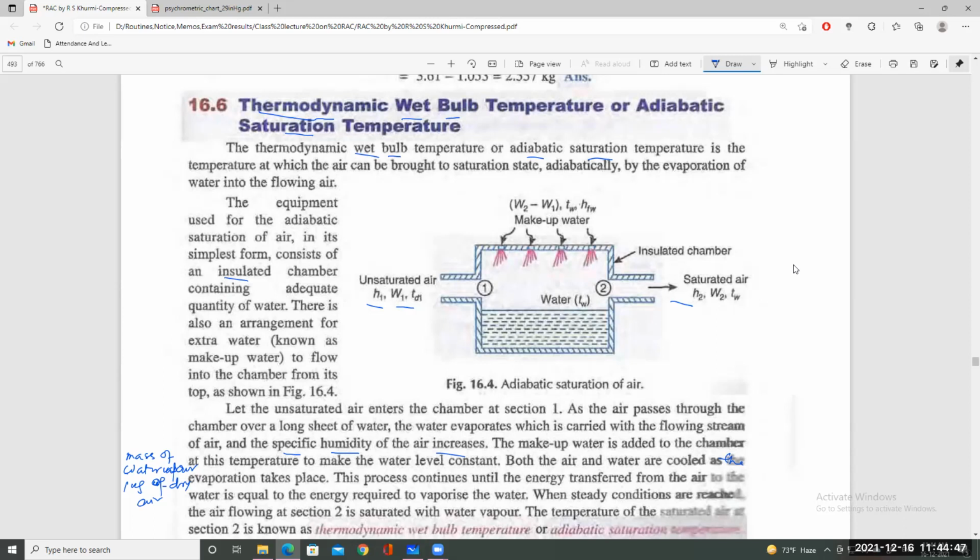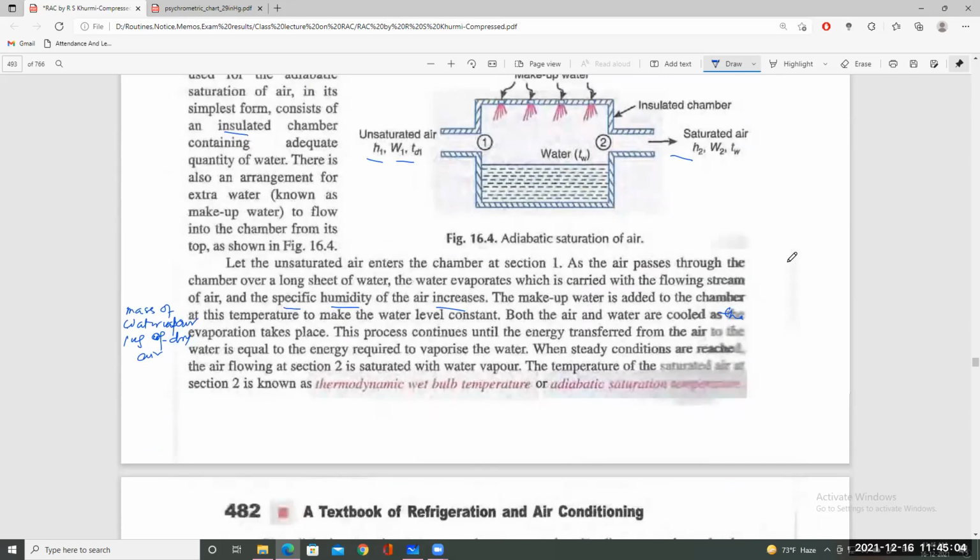When this steady condition is reached, the air flowing at section 2 is saturated with water vapor. So when both of these are equal, we understand that the air at the outlet is totally saturated with water vapor. The temperature of the saturated water is known as the thermodynamic wet bulb temperature, or adiabatic saturation temperature.